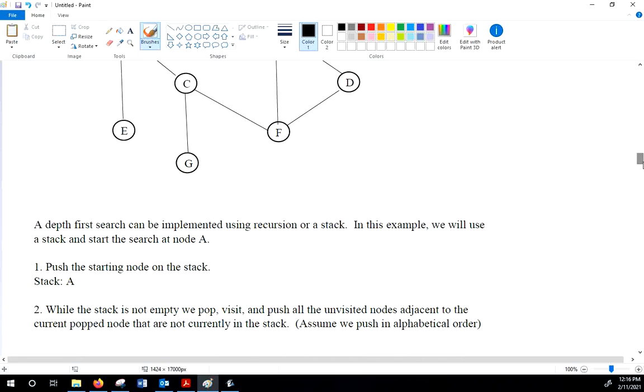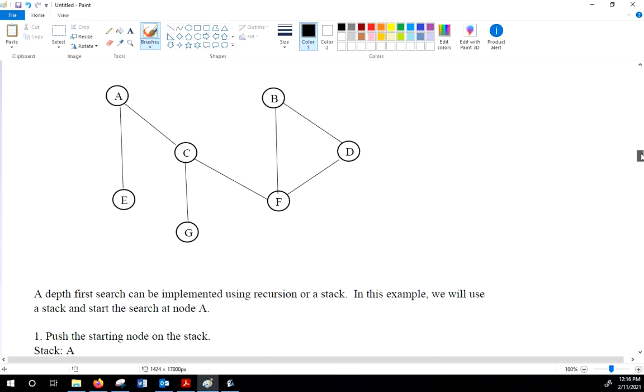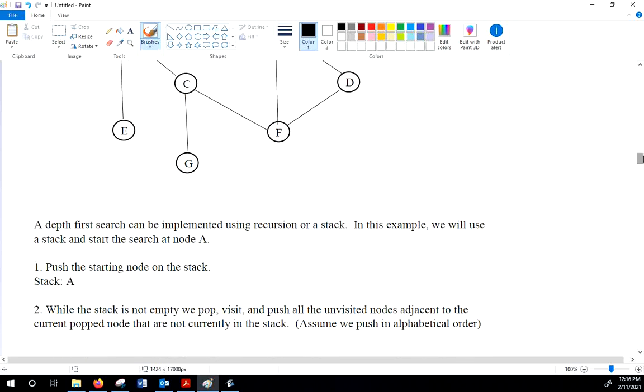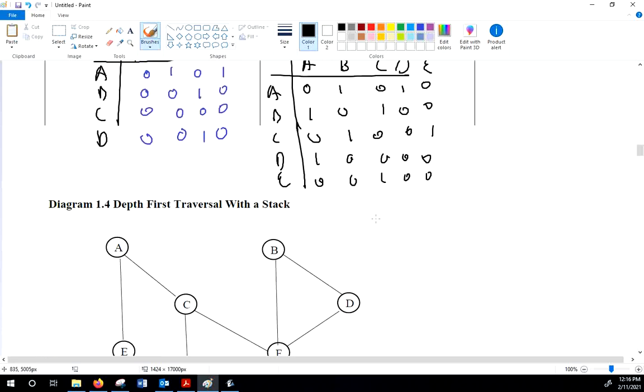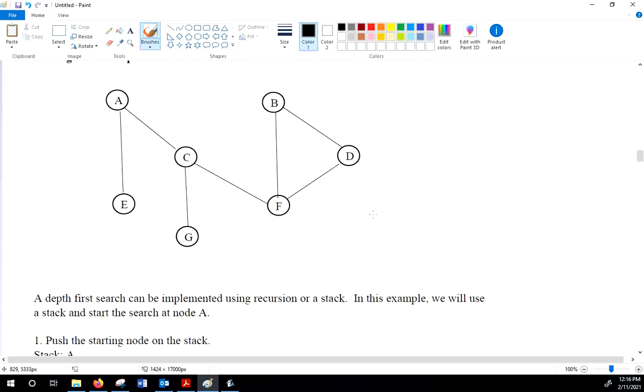Basically, let's start with A, and the algorithm is pretty simple. You push the starting node on the stack, and that makes your stack just the letter A. Then while the stack is not empty, you pop, visit, and push all the unvisited nodes adjacent to the current popped node that are currently on the stack. As for what order you choose to add them in, we can do them alphabetically. It doesn't matter. It's still going to search everything.